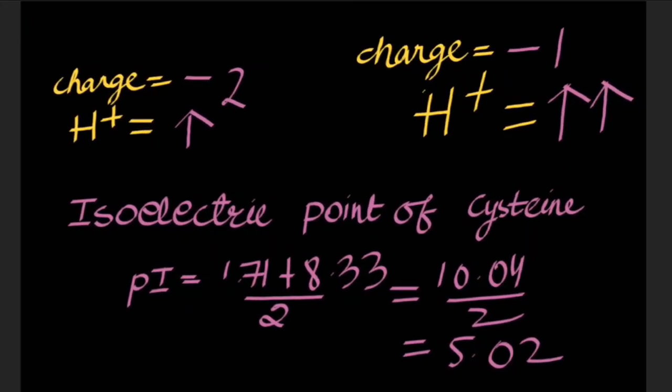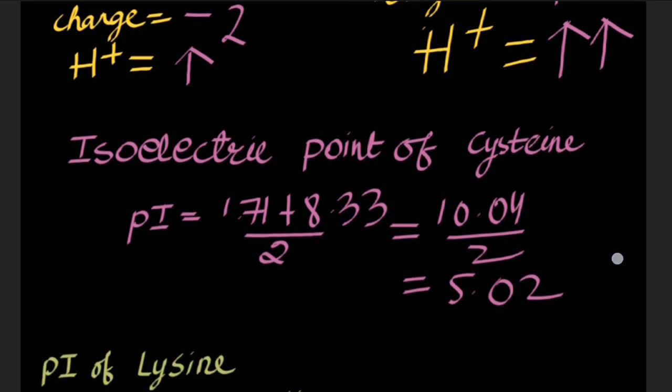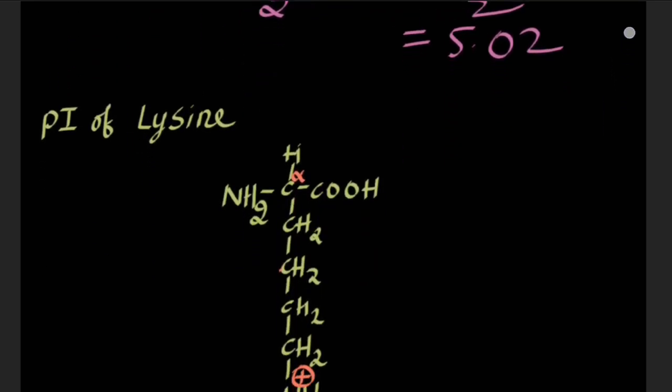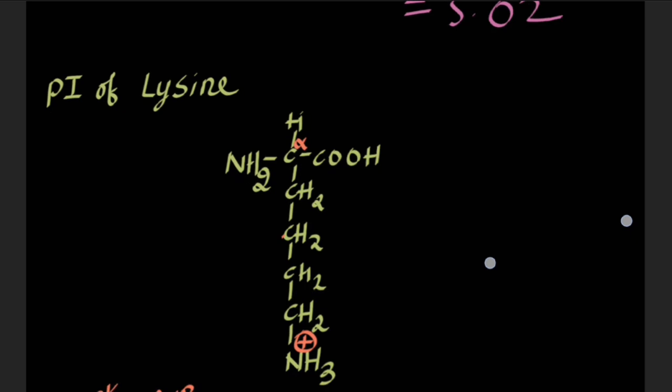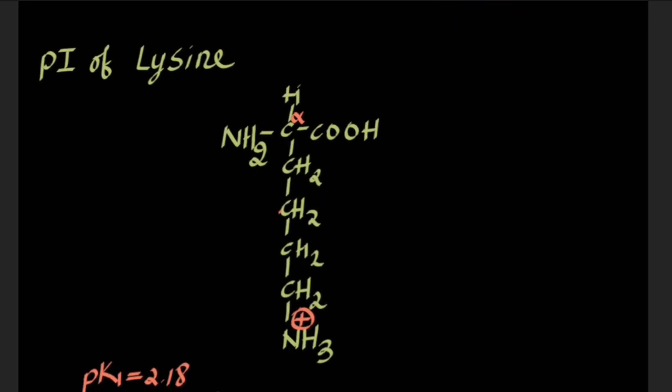So now let us go to another one, that is lysine. Let us first understand the structure of lysine. Lysine, as you can see, has a very long chain, and lysine has 4 carbons attached to the amino group. Now I'm just going to show you.